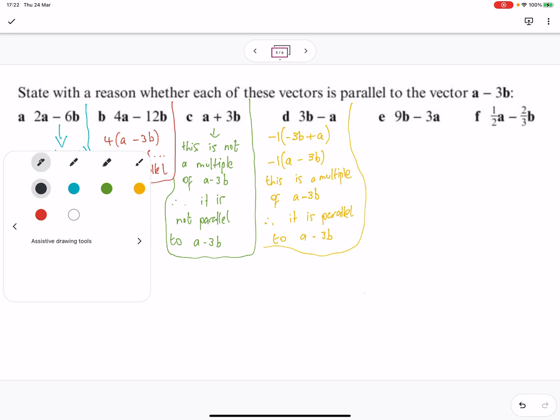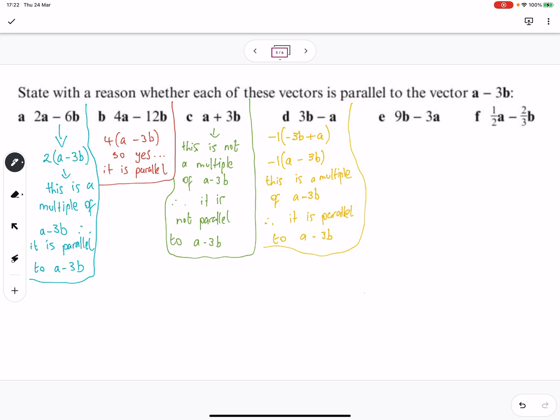9b minus 3a. It is parallel. Why is that? Obviously, if you do the factorization, you can do minus 3a outside. Minus 3a, did you say? Yep. Oh no, my bad, minus 3. That's what I meant. It's all good. And then it's going to be 3b inside minus a. And if you expand it, obviously it's going to be 3b, did you say? Did you say 3b in the bracket?